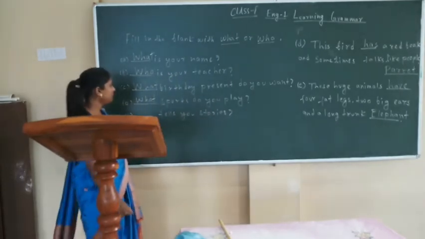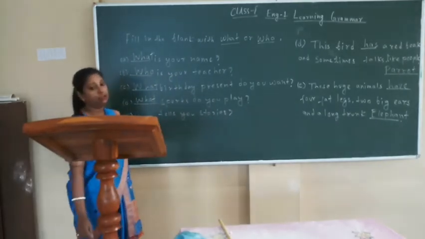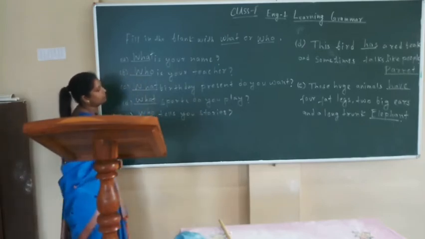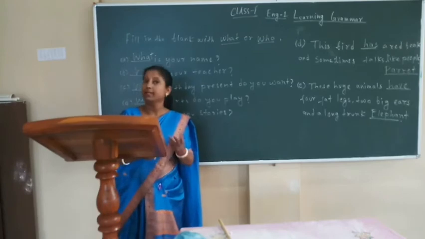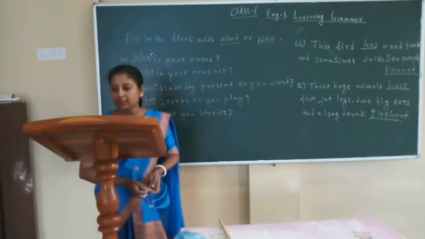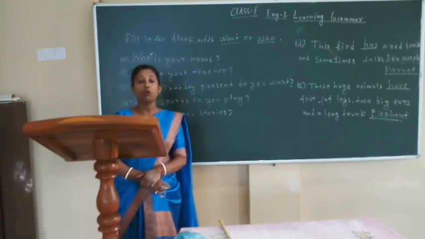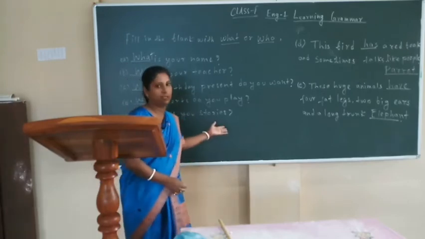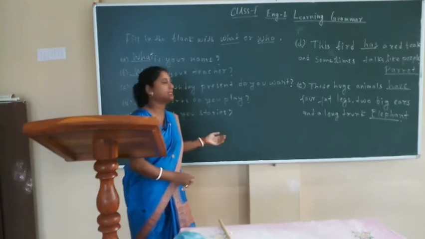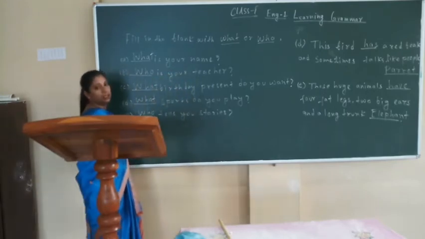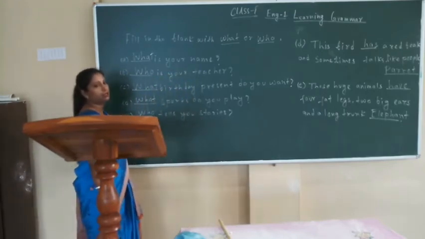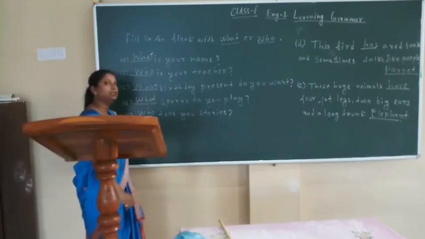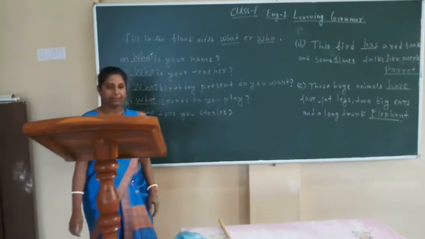Okay. E number. Asking about people, that means, who tells you stories? What answer will you say? My grandfather tells me stories, or my grandmother tells me stories. Like that you will say the answer. Asking about people, who is used to know about people, what is used to know about things. Okay.